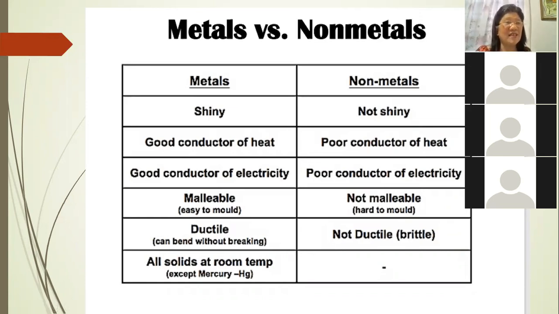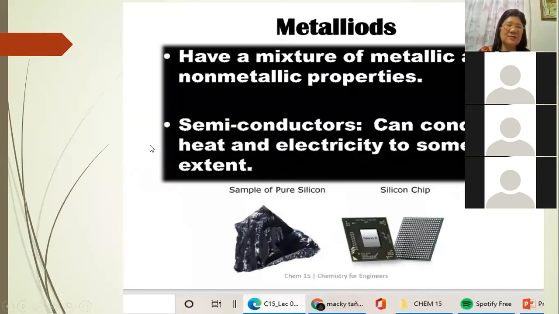For instance, the lead in your pencil: if you exert more force on the tip of your pencil, it will break. It's brittle, not ductile. And metals are all solid at room temperature, no exception. It's only mercury, which is a metal in the form of a liquid. That's the difference between metals and non-metals.